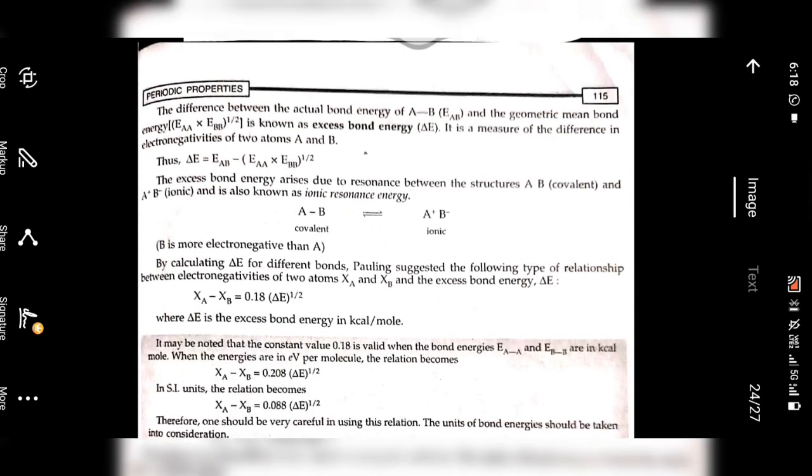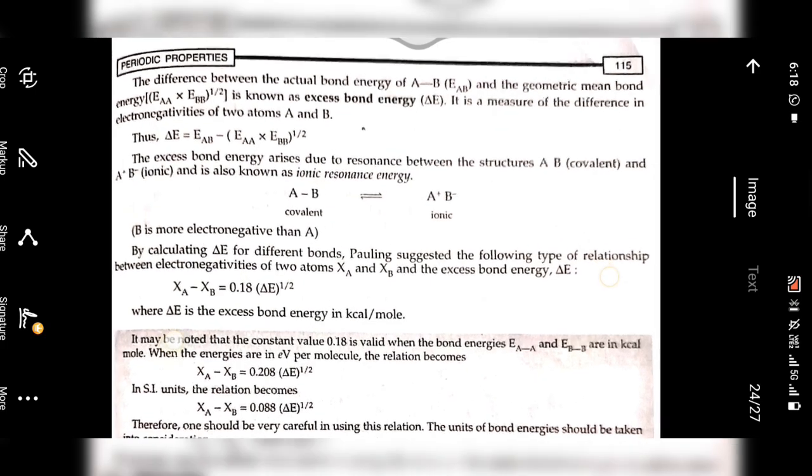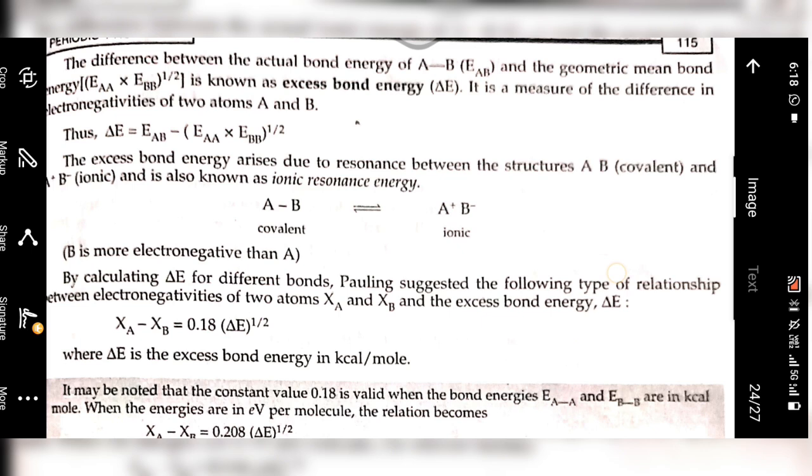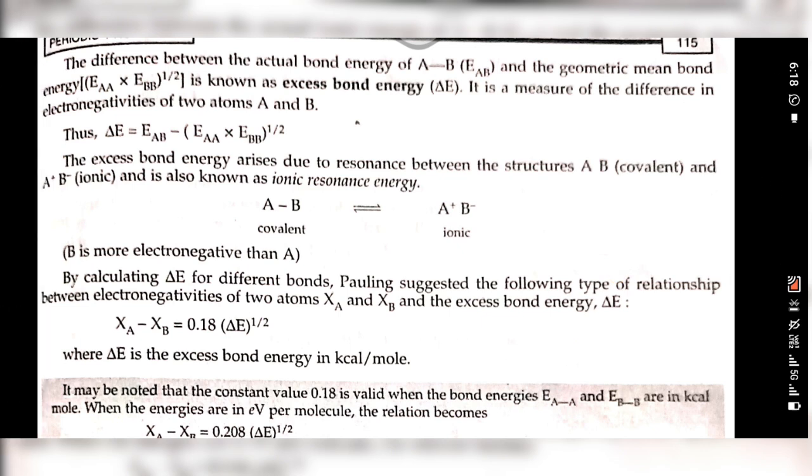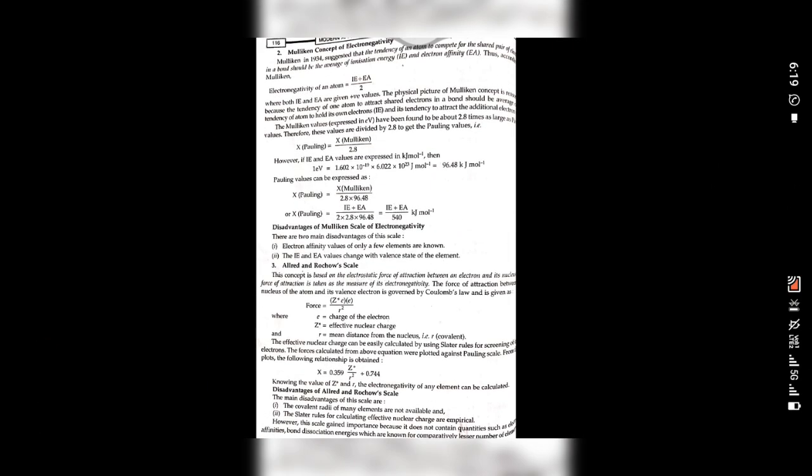The excess bond energy arises due to the resonance between the structures AB covalent and A+ B- ionic and is also known as ionic resonance energy. B is more electronegative than A. By calculating delta E for the different bonds, Pauling suggested the following relationship between the electronegativities of two atoms XA and XB and the excess bond energy delta E. XA minus XB is equal to 0.18 into the square root of delta E, where delta E is the excess bond energy in kilocalorie per mole.